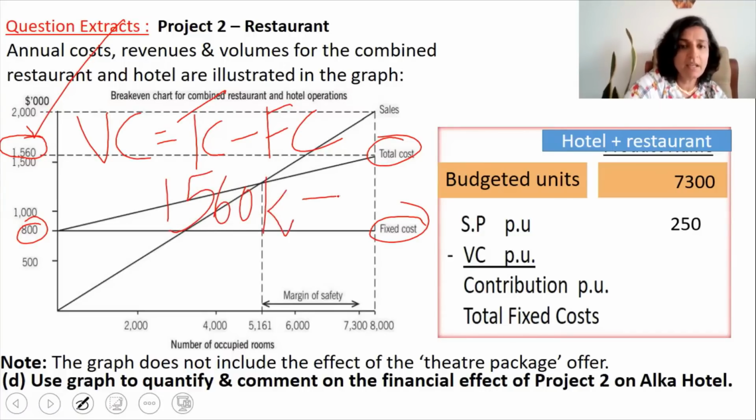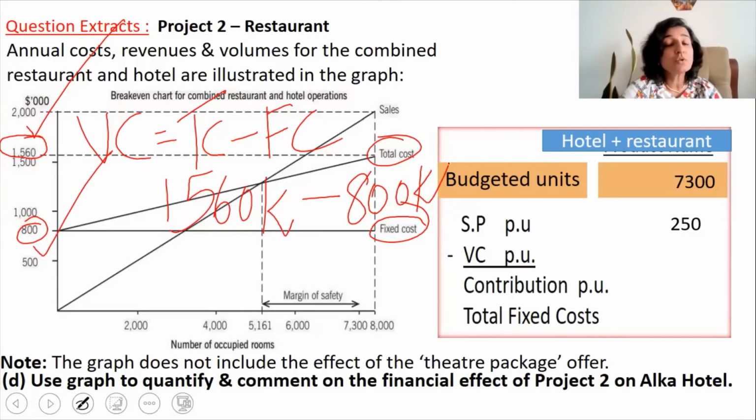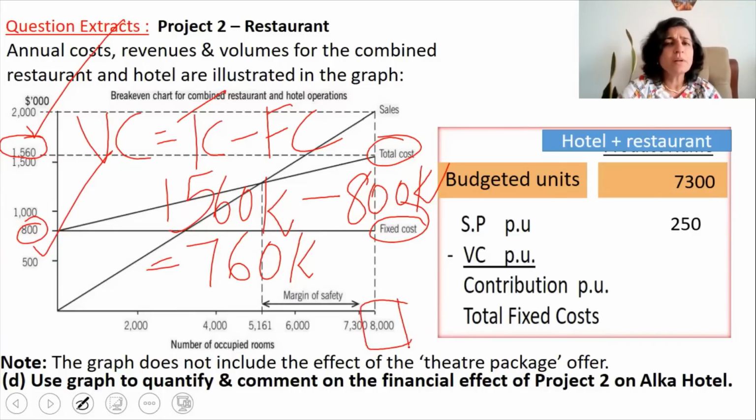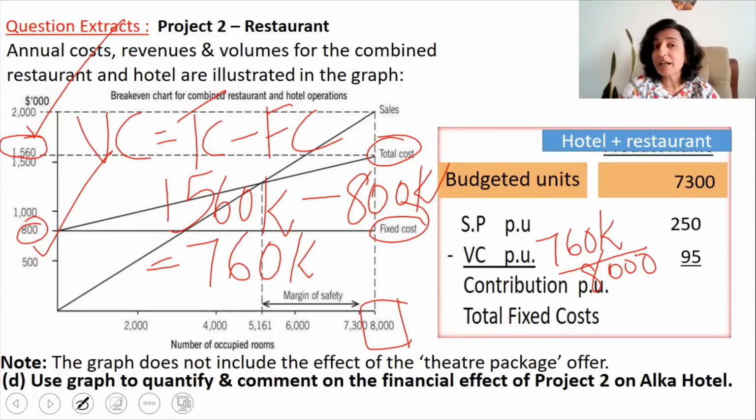So I'm writing it with K, minus fixed cost is 800,000. So 800K. So what is the total variable cost? The variable cost is $760,000. Okay. For how many units? For 8,000 units. So what is the variable cost per unit? It is $760,000 divided by 8,000 units. So we get the variable cost per unit from the graph as $95.